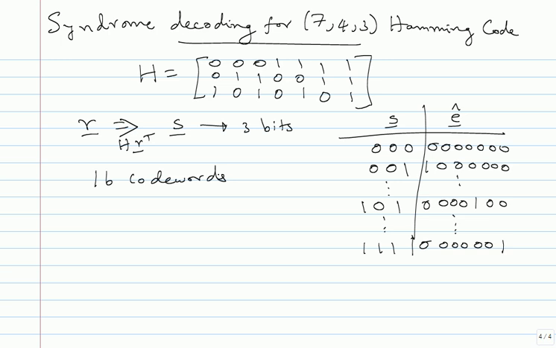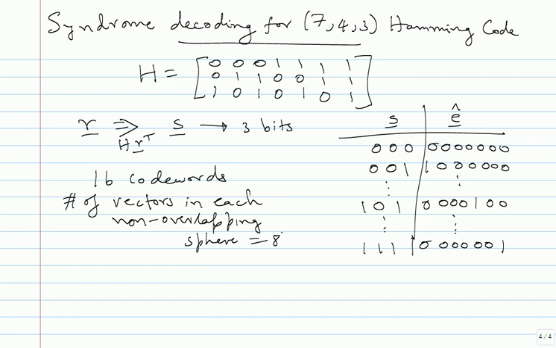1 plus 7, 8, right? Okay, number of vectors in each non-overlapping sphere will be equal to 8. What is 16 times 8? Around each code word you have a non-overlapping sphere. 16 times 8 is what? 128. Now why is that 128 special?